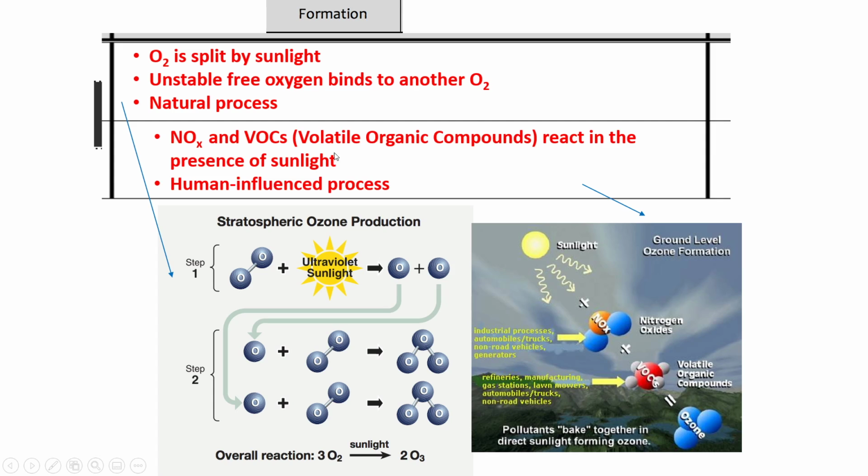The problem is nitrogen oxides and volatile organic compounds react in the presence of sunlight as well, which can form this ozone and make this reaction happen at ground level. And that's where it becomes very dangerous.